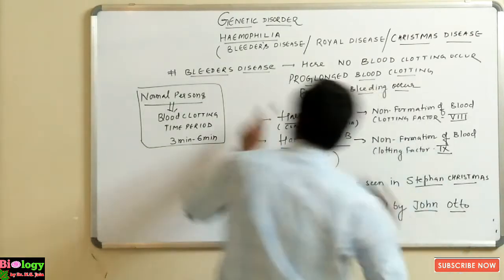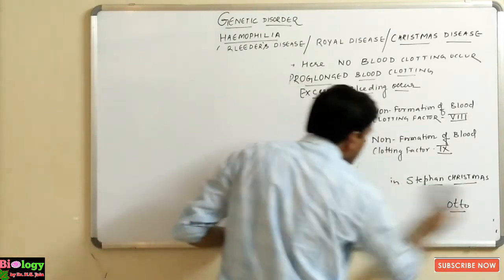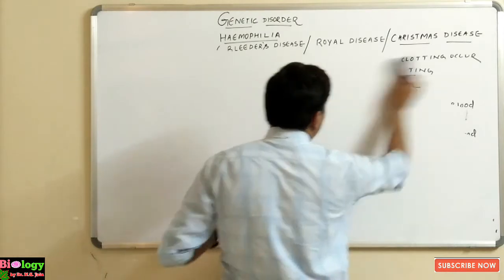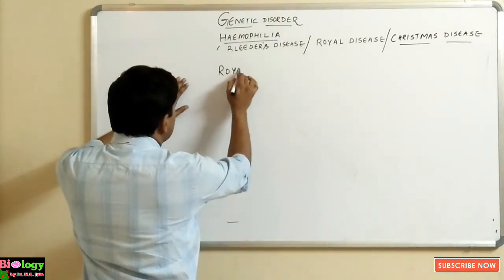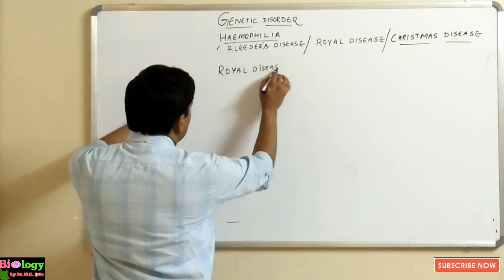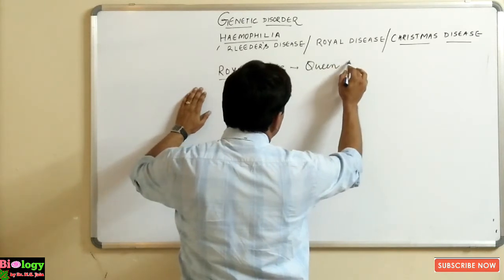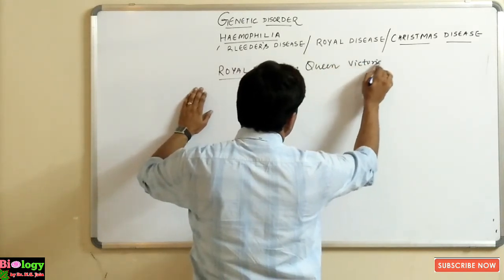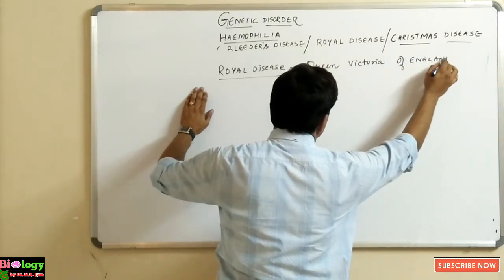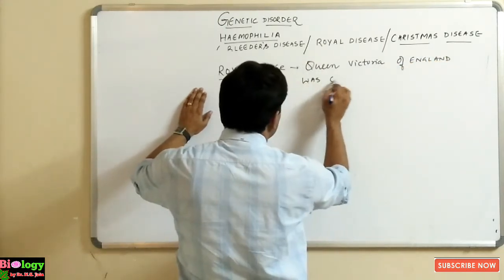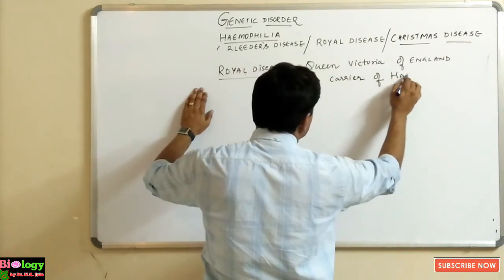So the very first part was about bleeder's disease. Now the question arises, why is it called royal disease? You must know that for royal disease, Queen Victoria of England was a carrier of hemophilia.